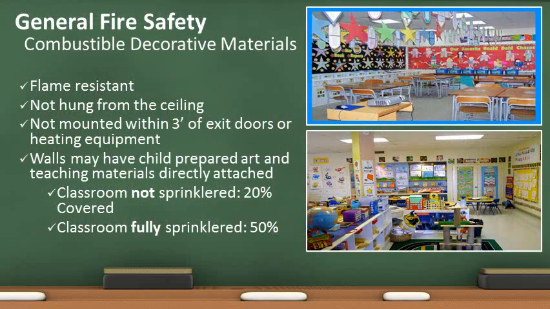There has always been a strong push to adorn the classroom walls with art created by the students. The code allows it, but only under specific guidelines. No decorations can be attached to the ceiling or within 3 feet of exit doors and heating equipment. The top photo shows art hanging from the ceiling. The classroom in the photo on the bottom is code compliant.